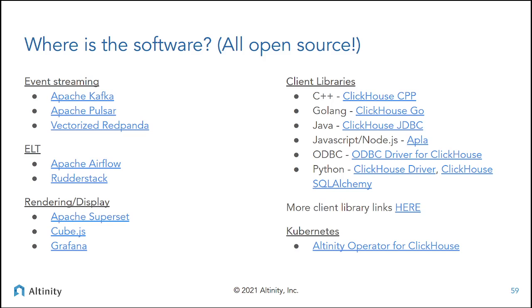So for example, on event streaming, I'll just pick one. Vectorized produces Red Panda. It is a Kafka compatible event streaming system. It's very, very efficient. The name Vectorized, it uses vector processing on the data, really screams. Other things, Kubernetes, Altinity does the Altinity operator for ClickHouse. If you're using JavaScript and Node, you probably want to look at Appla, and so on and so forth. In the slides, you'll have the links.